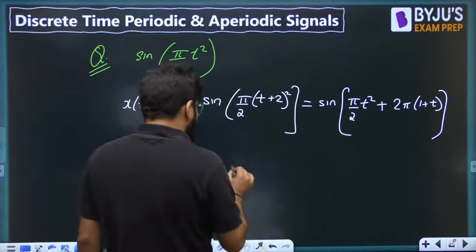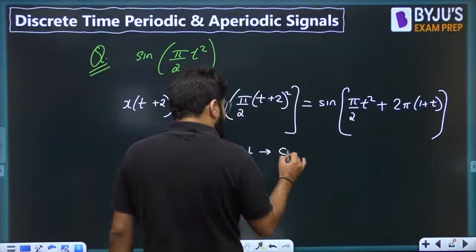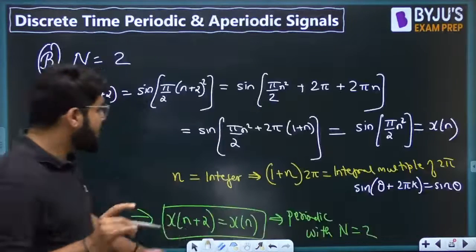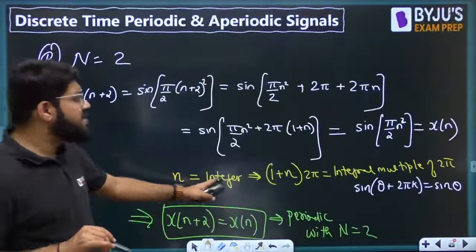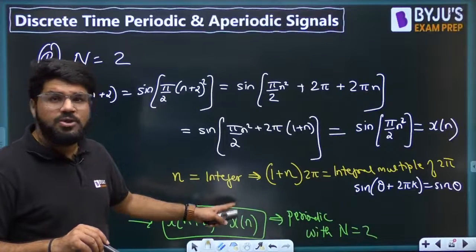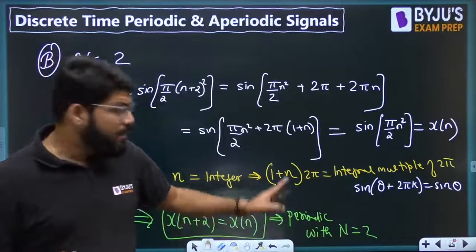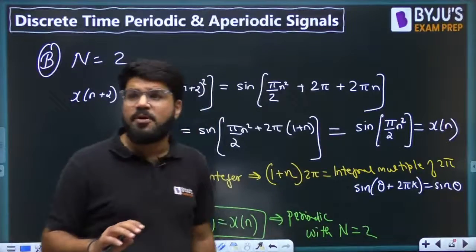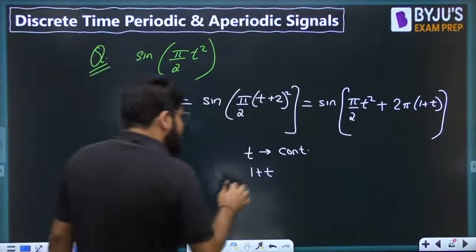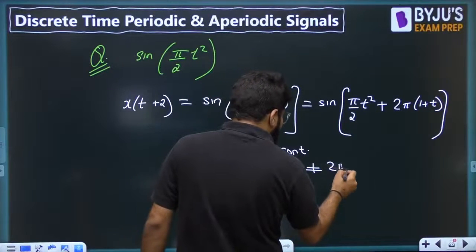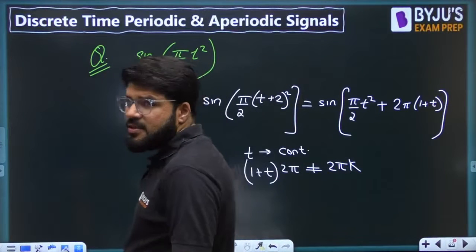Look, here t is continuous in nature. So 1 plus t, what was it last time? n is always an integer in the discrete time domain. So 1 plus n into 2 pi: if n is an integer, 1 plus n is an integer, so 1 plus n into 2 pi is an integral multiple of 2 pi. But here 1 plus t into 2 pi cannot always become an integral multiple of 2 pi.